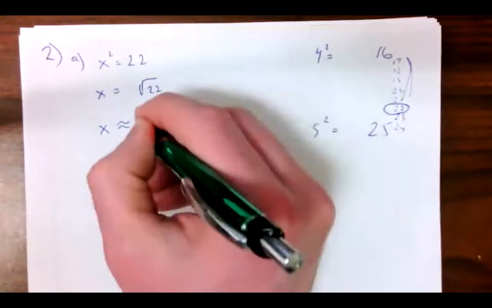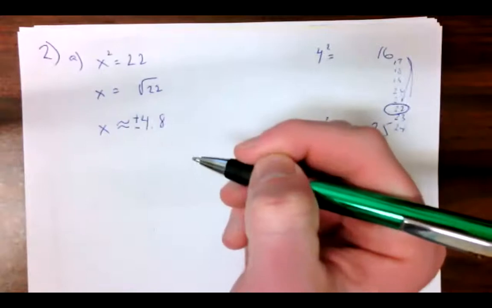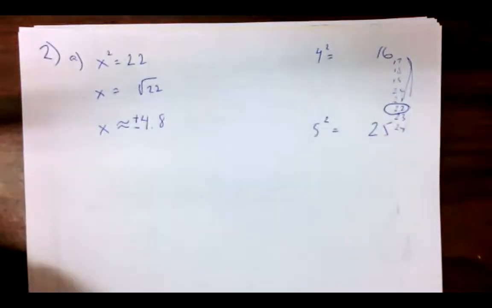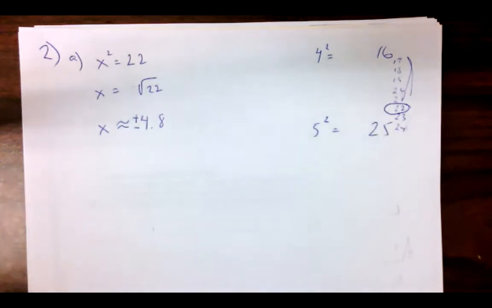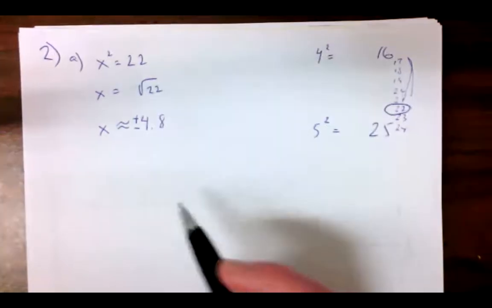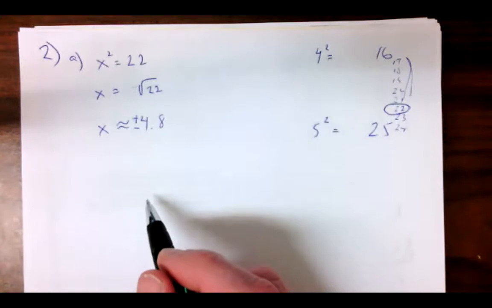X equals 4.8 plus or minus. And it looks like the textbook says 4.69, which would have been 4.7. So we're well within our kind of 0.2 range.